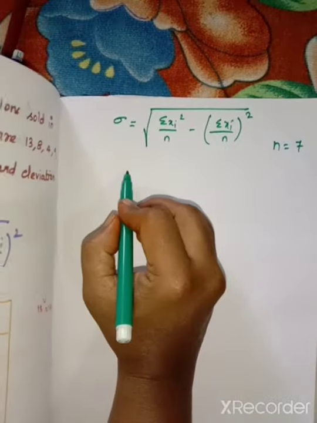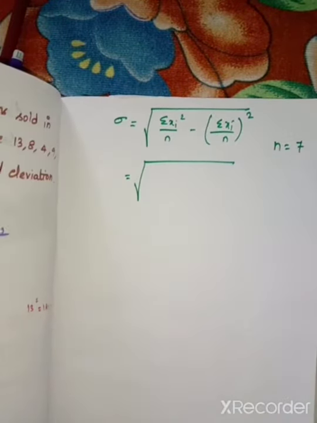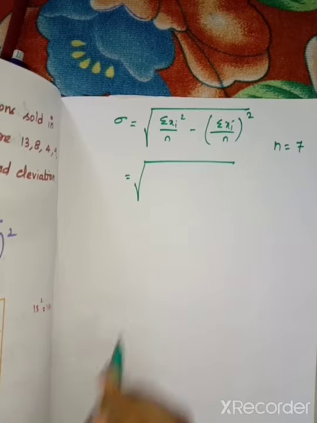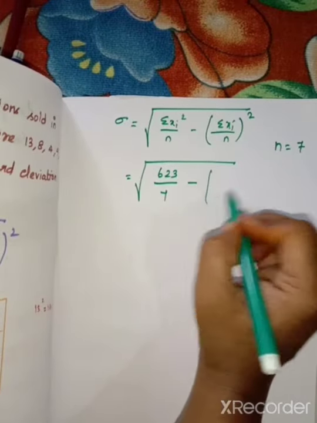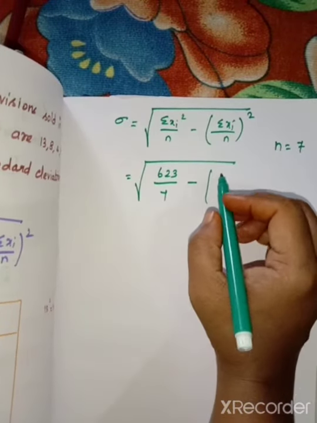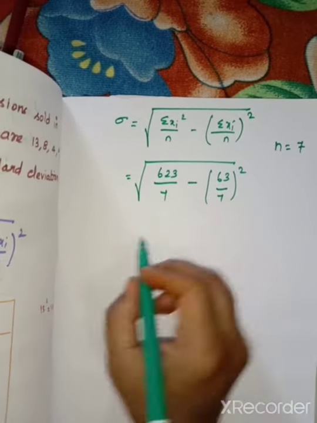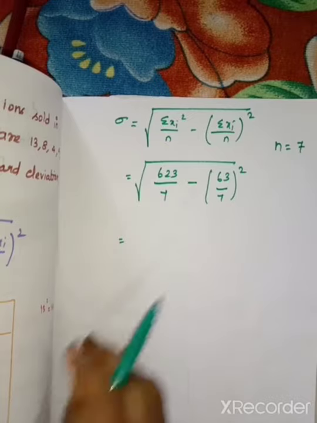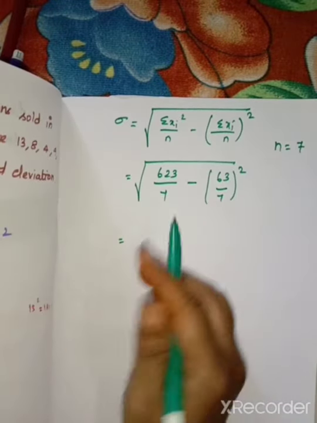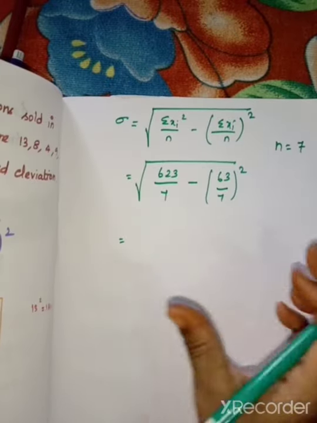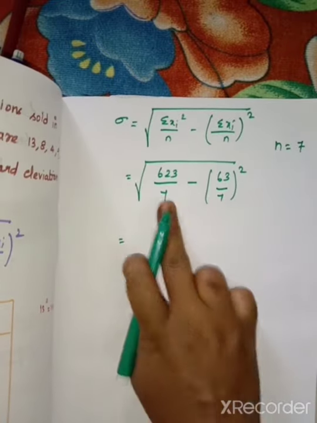So now we want to substitute. So root of summation xi squared, which we found, that is 623 divided by 7 minus, likewise here summation xi we know that 63 divided by 7, the whole squared. So now if you want to cancel the terms, we can cancel here itself, or otherwise we have to divide and subtract.